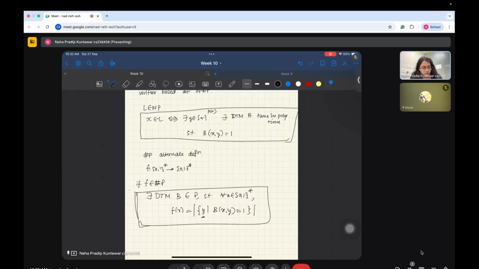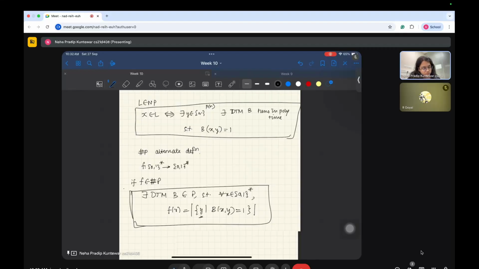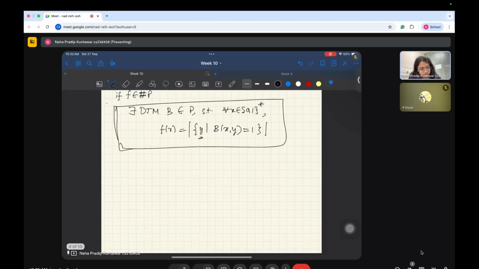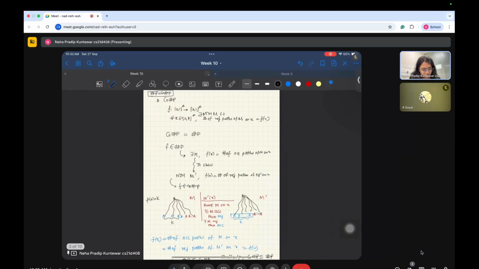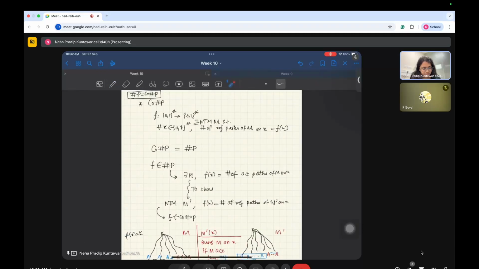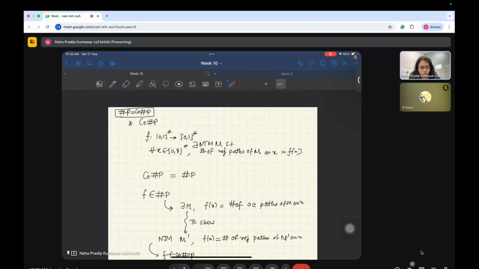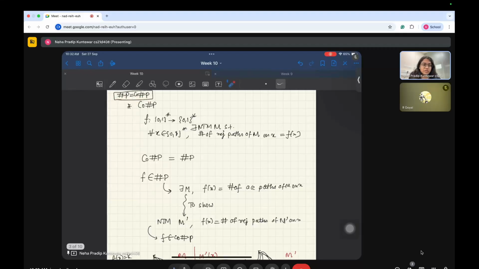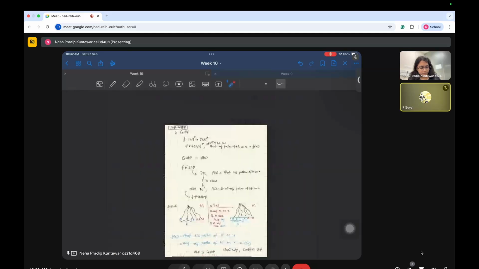Also, by the proof that we did just now, what this says is that sharp P is closed under complementation.